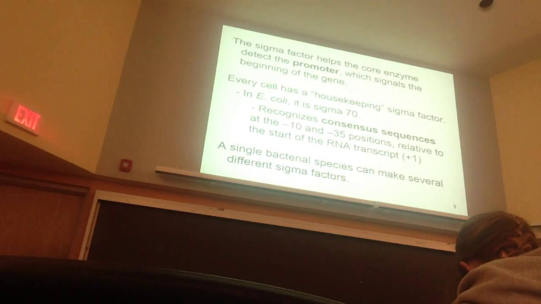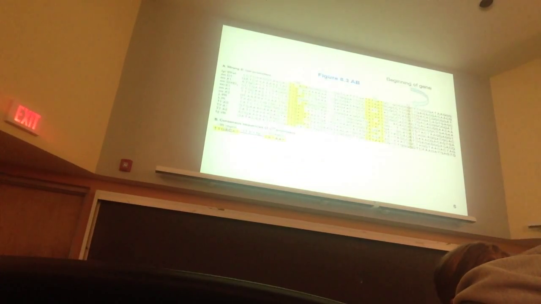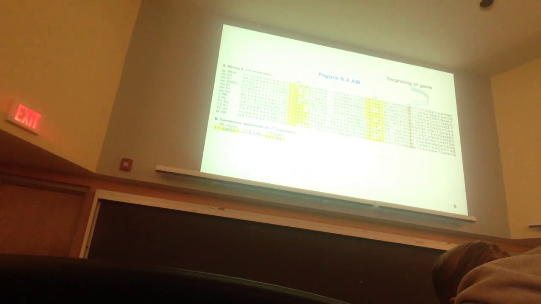And then, like I've said, a single bacterial species can make several different sigma factors because each sigma factor is specific and will be turned on under certain conditions. Aerobic versus anaerobic is my example. So this is not detail that you need to know, but it is cool information.